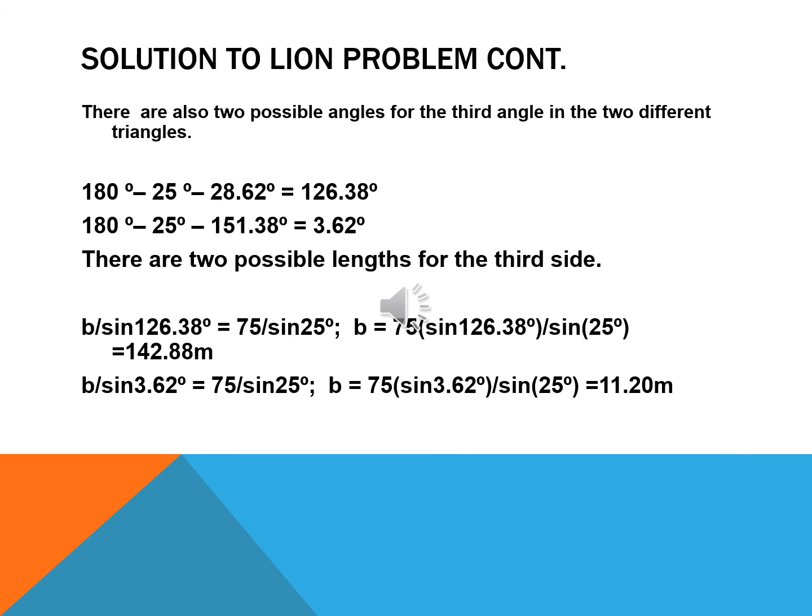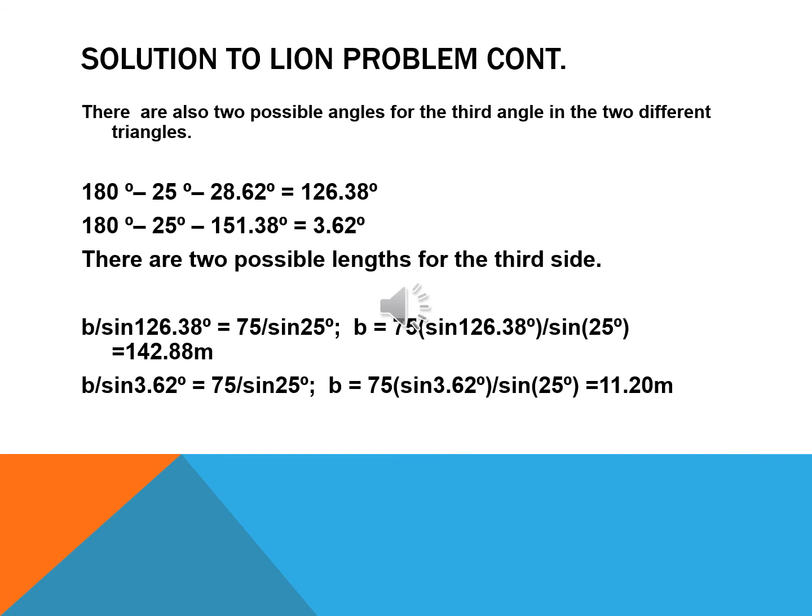Continuing the lion problem, we found that the angle opposite the 85 length in the two different triangles was either 28.62 degrees or 151.38 degrees. The 25 degrees was fixed. That was the angle at which the lions left. When they crossed into the motion detector range, that created one triangle, and when they leave the motion detector range, it creates a second triangle.